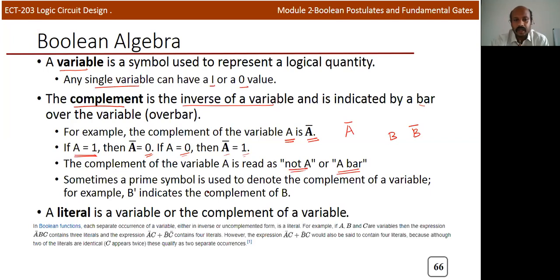Okay, and we will use one more notation. Usually in textbooks they will use this notation. We will use the prime symbol to indicate the complement. So instead of writing B bar, I can put B prime, or A prime, like this.